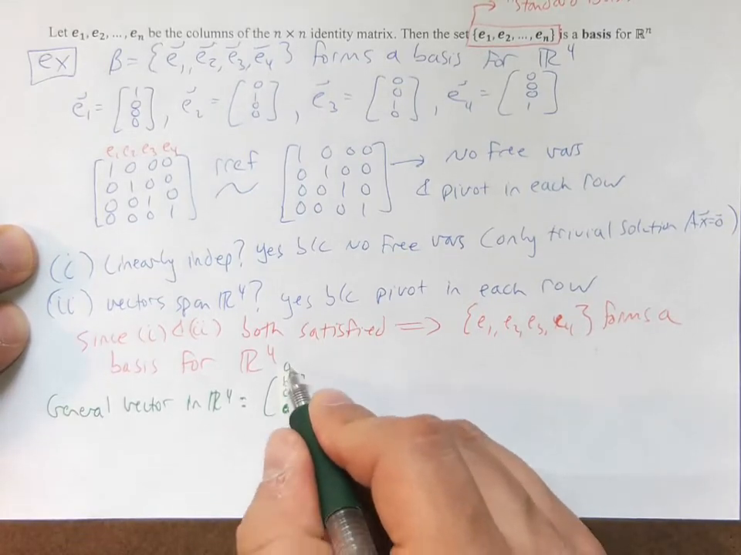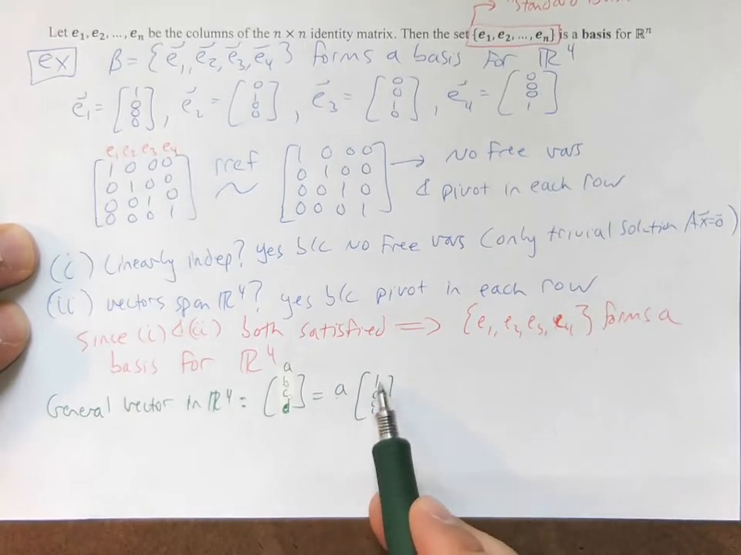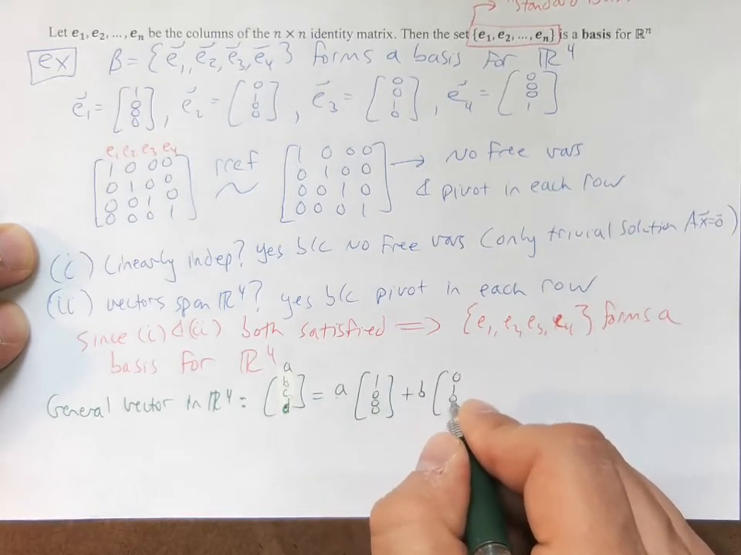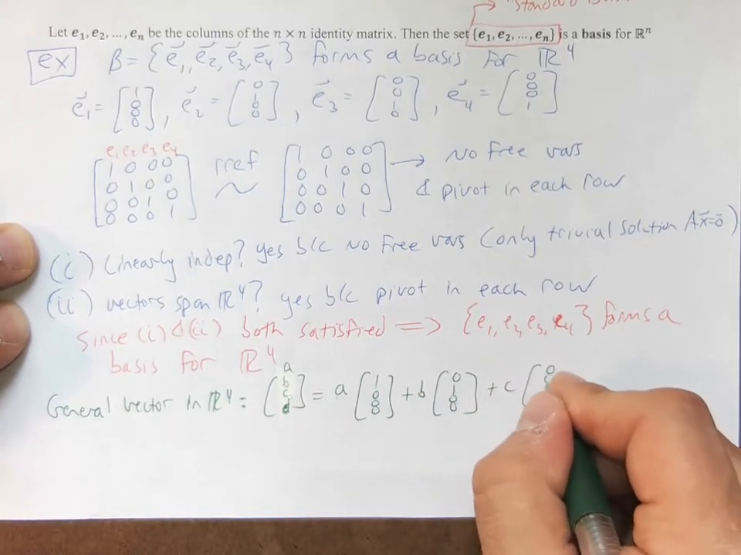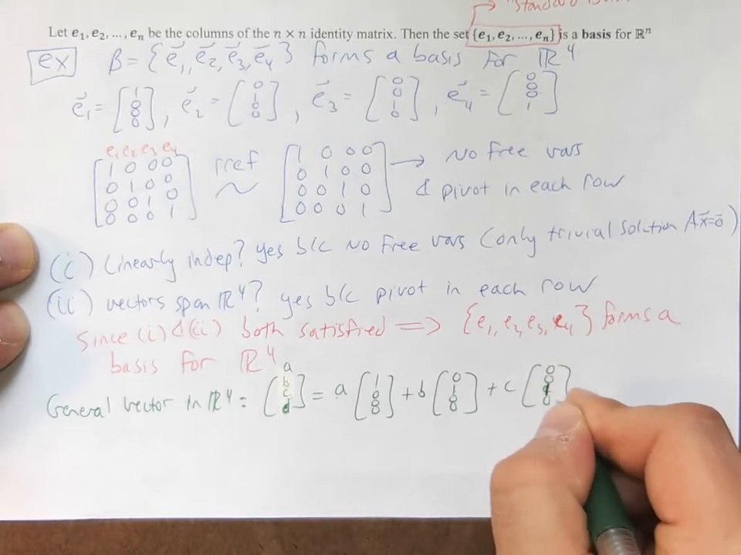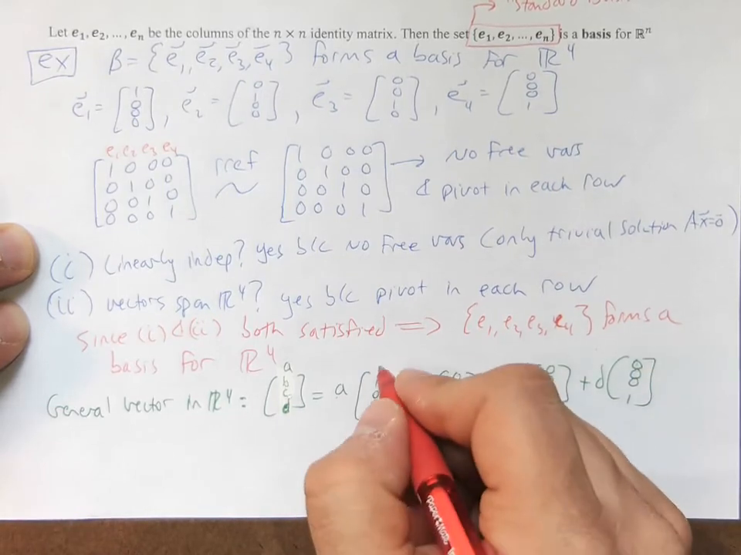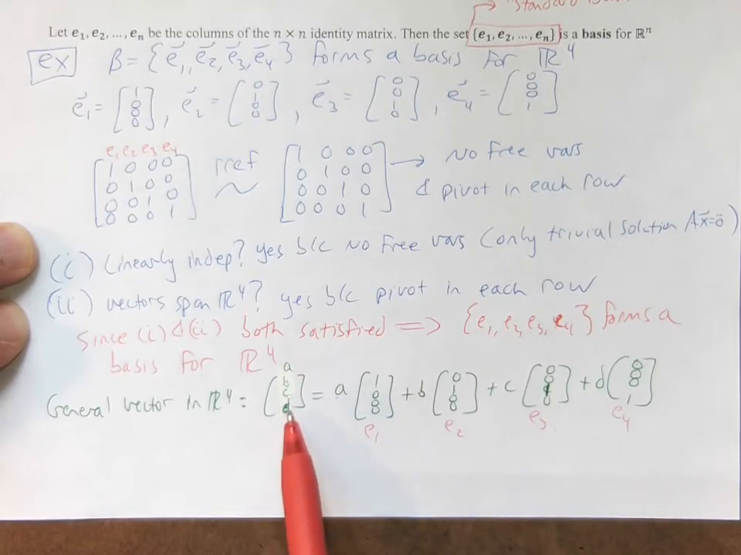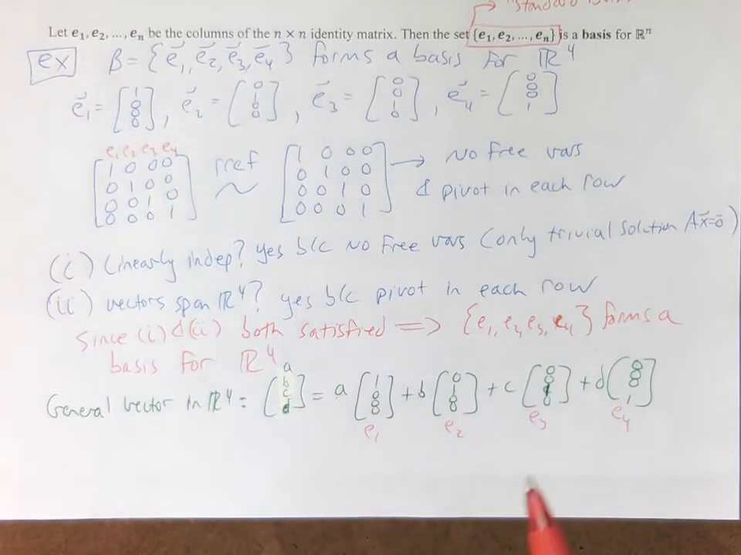Well, if you want to get something, whatever you want in the first spot, you multiply that by E1. Right? Because the A will multiply the 1, and then it'll go in the first spot. Whatever you want in the second spot, you multiply that by E2. That'll end up in the second spot. Whatever you want in the third spot, you multiply by E3. Oops, that should be a 1. And whatever you want in the fourth spot, you multiply by E4. So you can recreate any arbitrary vector in R4 by multiplying A times the first one, B times E2, C times E3, and then adding D times E4.